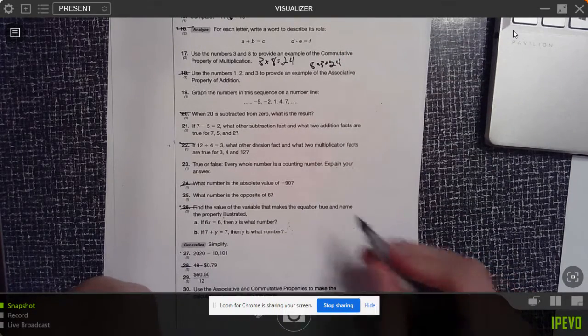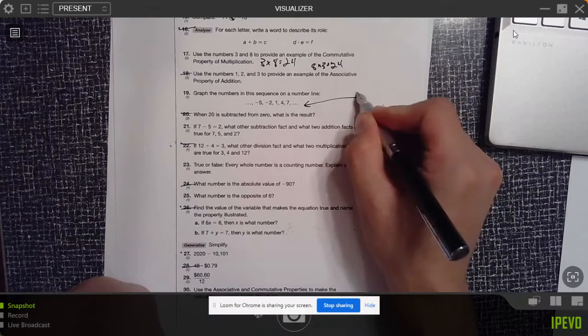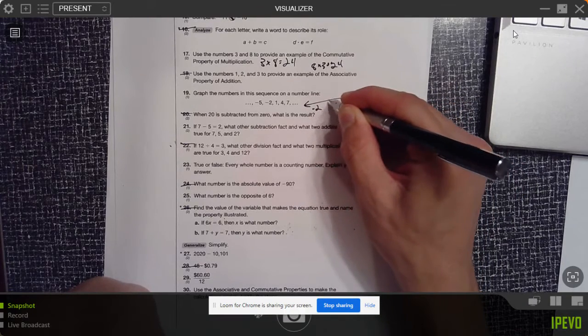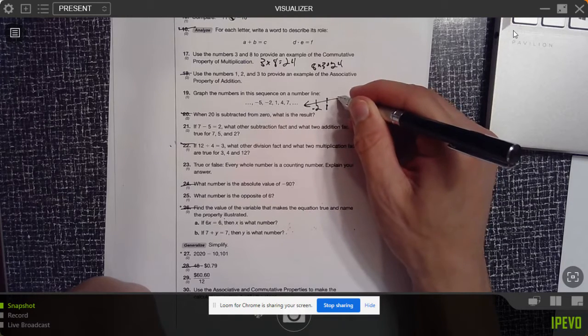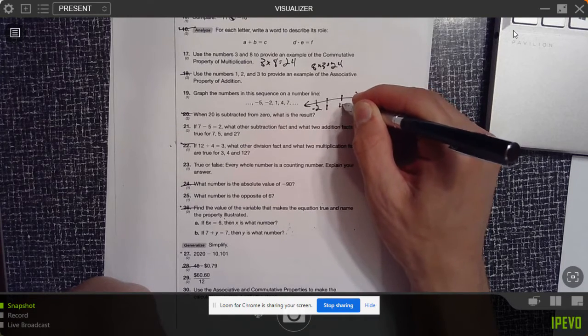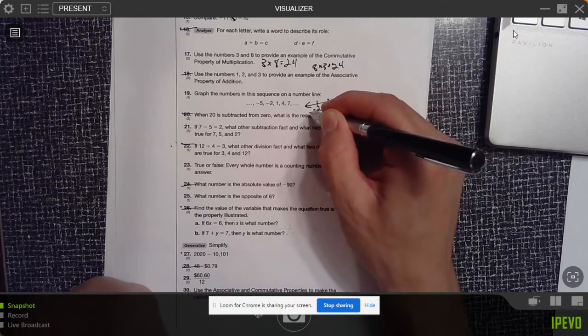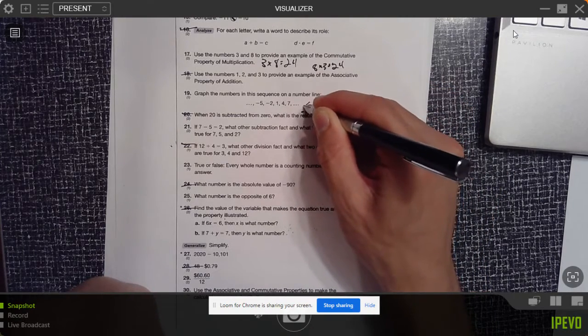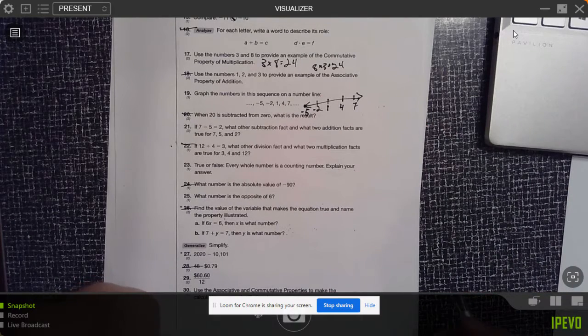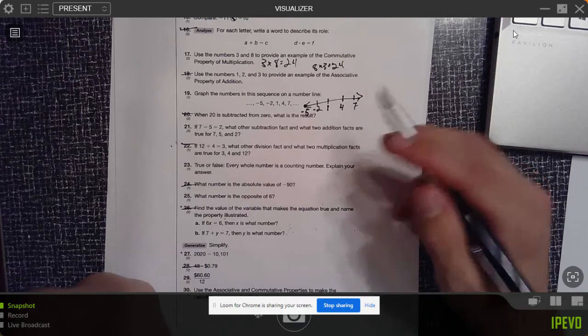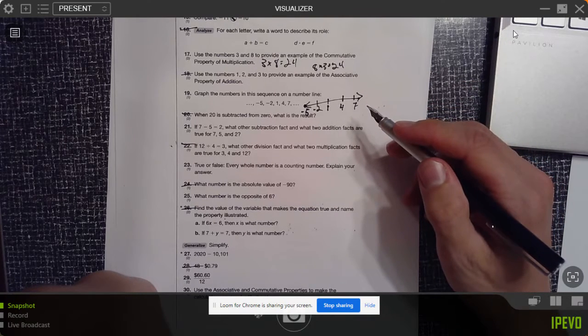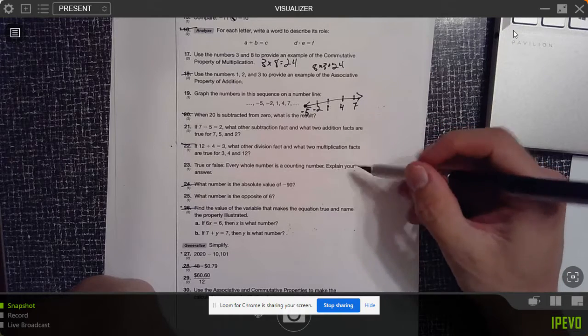Graph the numbers in sequence on a number line. So negative 2, 1, 4, 7, and I didn't pay attention. That's negative 5 over here. Something like that. If I was ever to give you something like this on a test, I would give you the number line for you to graph it on, so you didn't have to draw it completely. Otherwise, it's just scribbles.